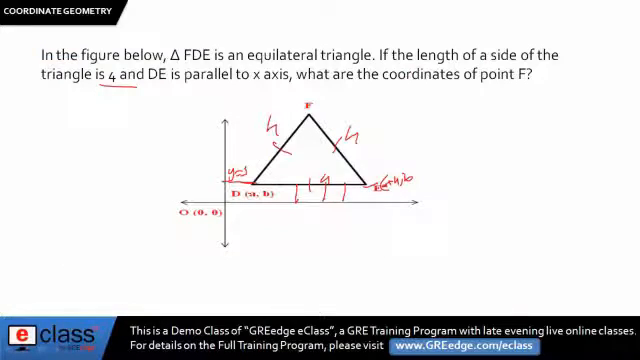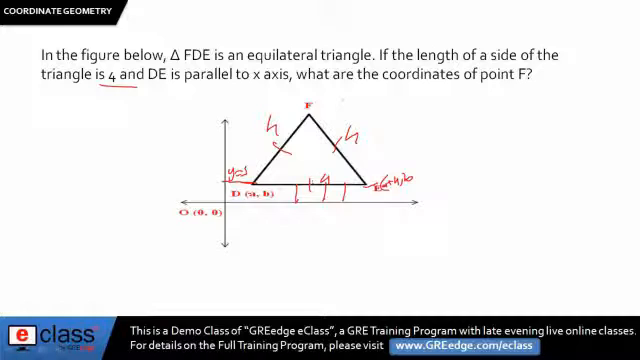So Rinky, it's a very simple question. You have a triangle and the triangle is an equilateral triangle. So the side is 4 and the base is parallel to the x-axis. So I'm going to predict the value of F. Before going to that, I'm going to point out what is the midpoint of this line.